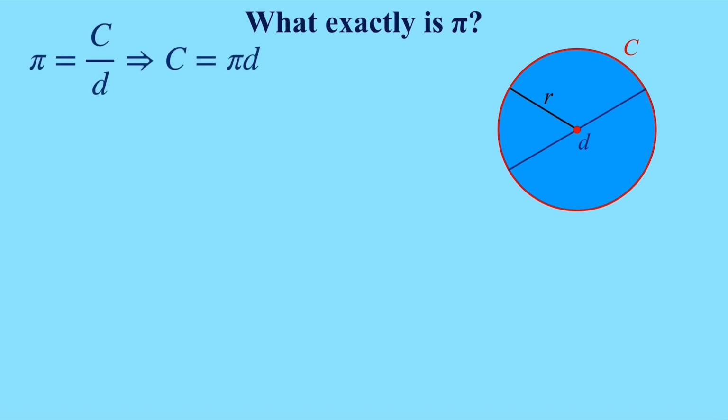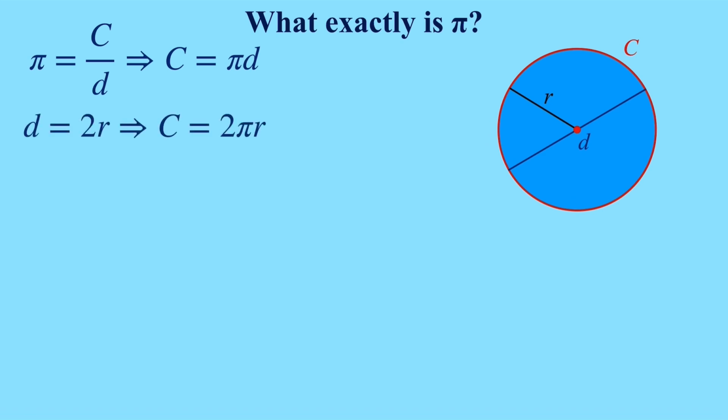Pi is actually defined as the ratio between the circumference and the diameter. So, in another way, pi is equal to circumference over the diameter, and this can be rearranged to get the well-known C equals pi D. So that's the relationship between the circumference and the diameter, and it's constant.